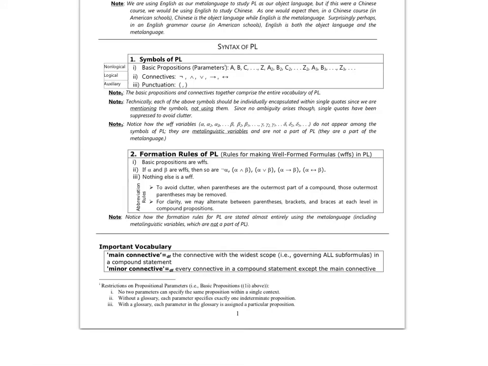I almost forgot. We have these two abbreviation rules to discuss real quick. To avoid clutter, when parentheses are the outermost part of a compound, those outermost parentheses may be removed. So for a lot of the formulas that I asked questions about earlier, is this a well-formed formula? Prior to putting the parentheses on the outside, we would call it a well-formed formula. It's just not a complete or strict well-formed formula. It's an abbreviation, according to abbreviation rule 1. And the second abbreviation, for clarity, we may alternate between parentheses, brackets, and braces. Braces are just those squiggly brackets. Parentheses look like this. Brackets are square, like so. And braces, or sometimes curly brackets, look like that. We can alternate at each level in a compound proposition.